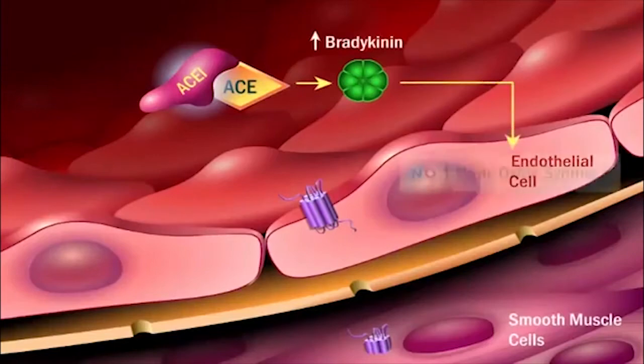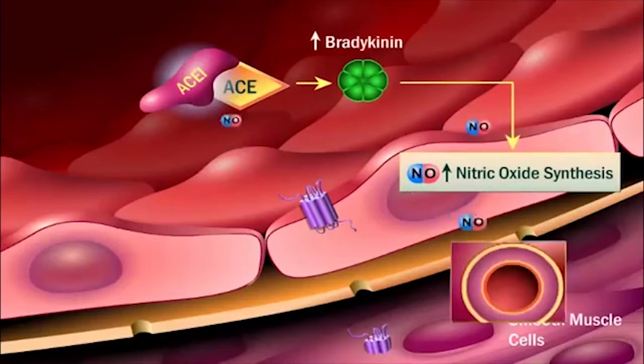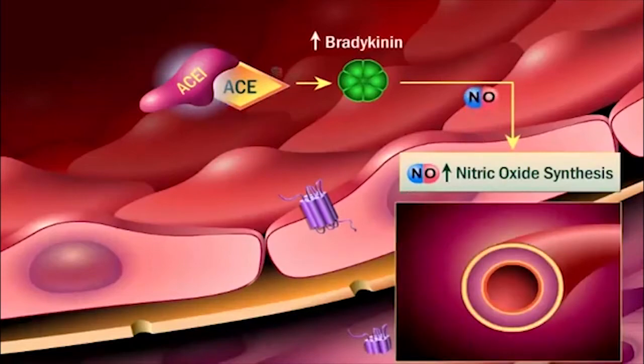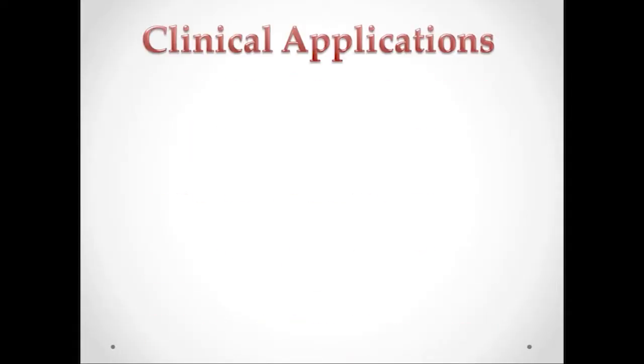When a patient is given ACE inhibitors, it will inhibit the degradation of bradykinin, causing further dilation of blood vessels and reduction in blood pressure. Accumulation of bradykinin increases nitric oxide production, which is responsible for vasodilation in blood vessels. Can you please tell me some clinical uses of ACE inhibitors?